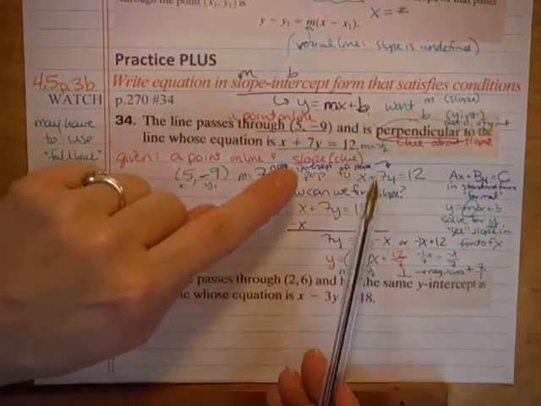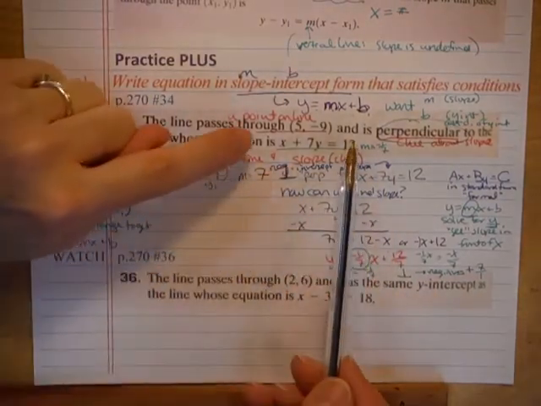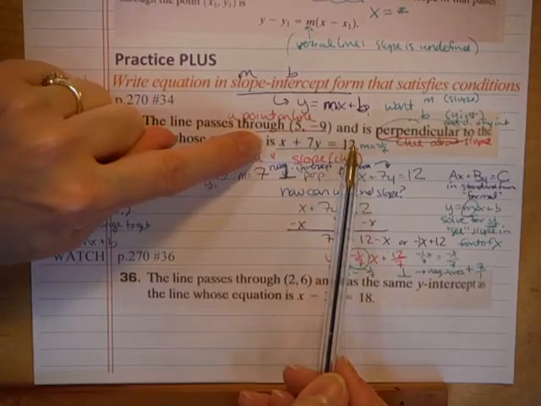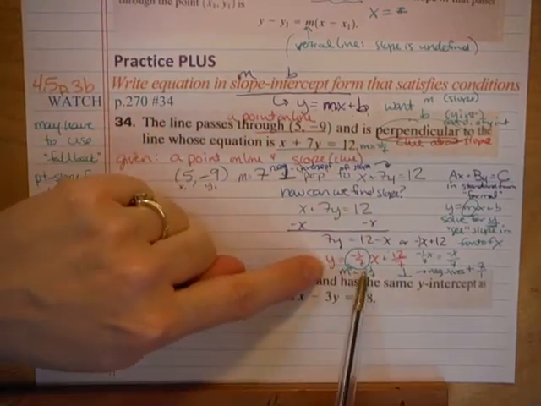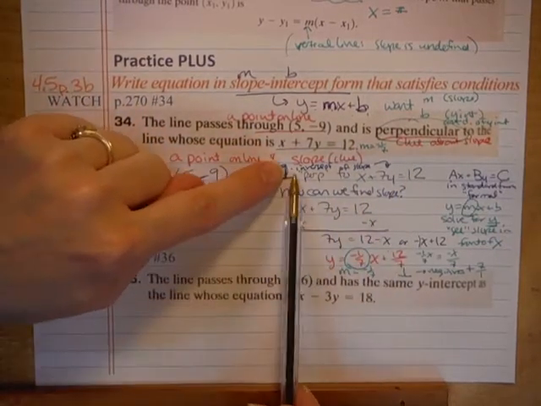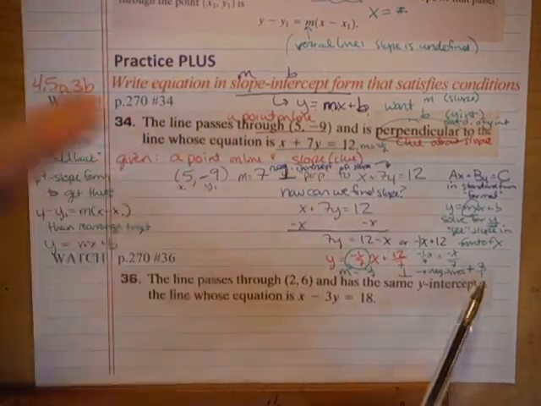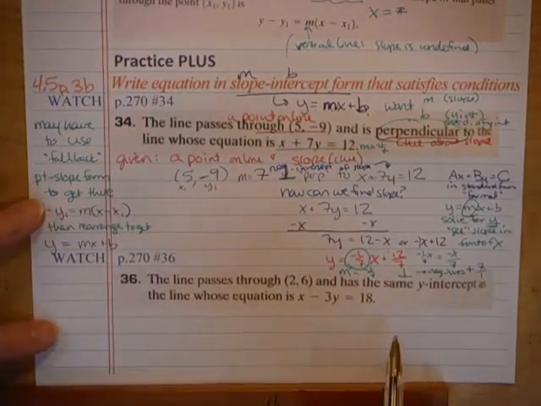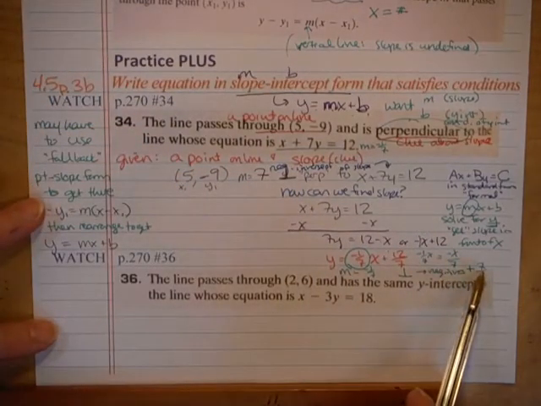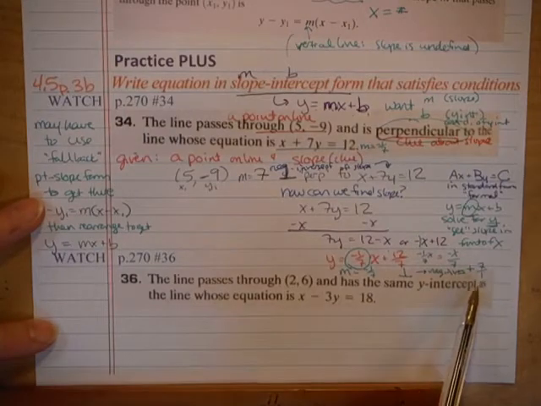Okay? So the slope was a little bit of a journey. We had to take the line they gave us, find its slope by solving for y, take that number in front of the x, and because we were told it was perpendicular, we had to flip it and do the opposite sign, the negative inverse of it. So it'd be positive 7 over 1.